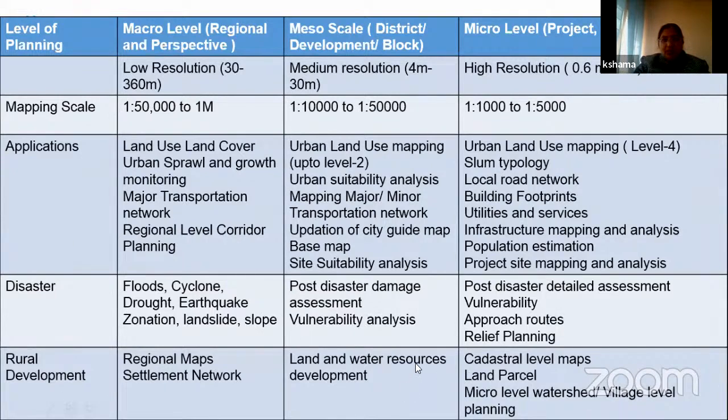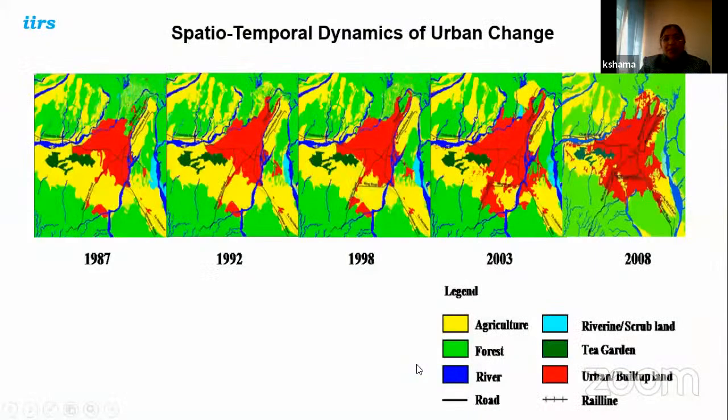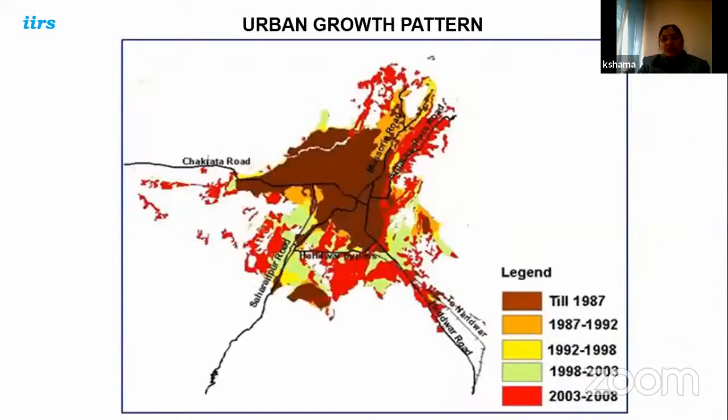Okay, now I'll show some more applications, some more examples. Like I have told you, urban growth monitoring is one of the examples, like I'm showing here. This is the Dehradun city. So in 1987, how the city looked, and what is the built up extent in 92, 98, 2003, 2008. And you can go even further, like 2013, 2020, 21. So you can identify how the city growth has taken place over a period of time. So this is one example.